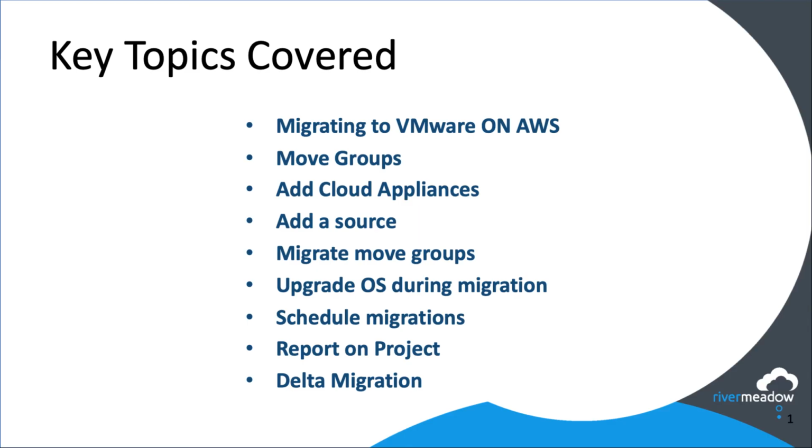So what we've seen in this video is how we use move groups, how we can add a target cloud, which gives us flexibility as to where we go and where we land on machines, how we add a source machine, how we migrate move groups, which keeps us application-centric, how we can use a migration to upgrade an OS, which helps us to retire legacy debt, how we can schedule a migration so that we can do it in our own timescales, how we can generate reports to give us insight into our project, and how we can perform Delta migrations so that we don't have to migrate large amounts of data all of the time.